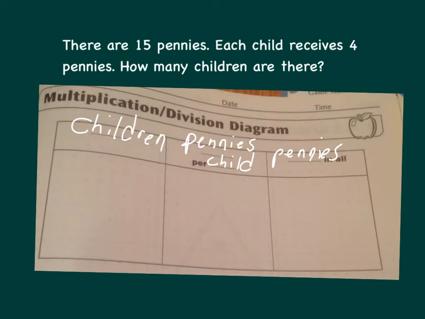So what we don't know is the children, how many there are, so we're going to put a question mark there. How many pennies per child do we want to give? And that would be 4. And the pennies in all would be 15.